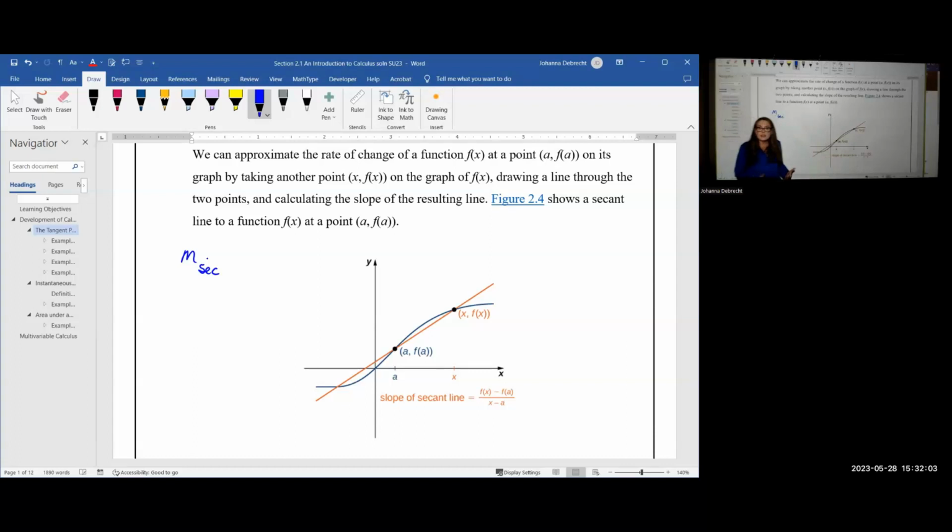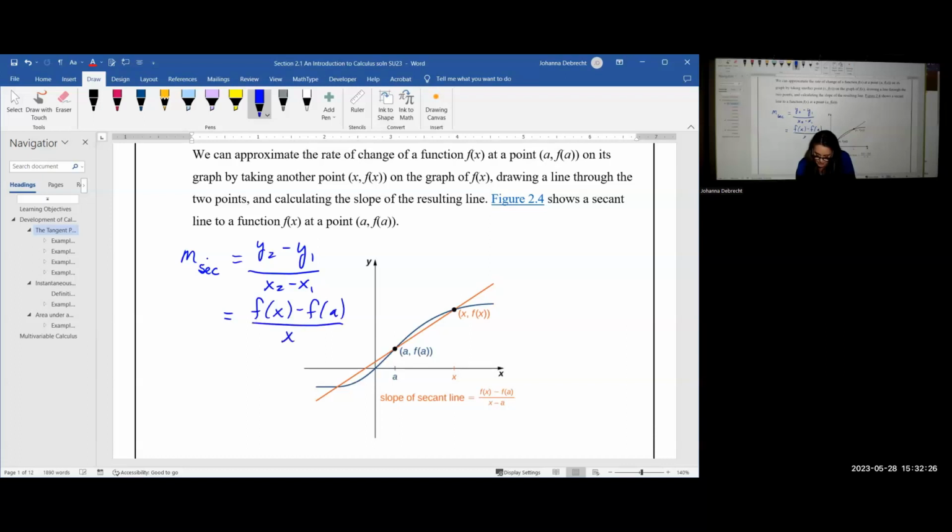And the formula is what you expect, y2 minus y1 over x2 minus x1, with which one being 1 and 2 not mattering. So we have y2 minus y1 over x2 minus x1. But in this case, we're going to say this becomes f of x minus f of a divided by x minus a. Now, this will give me the slope of the orange line that you see right here.